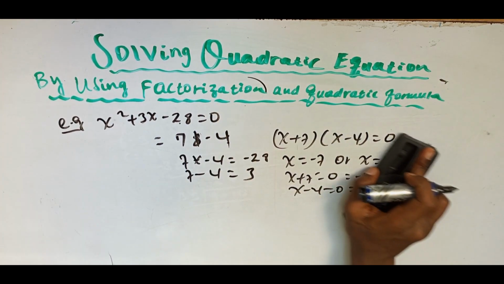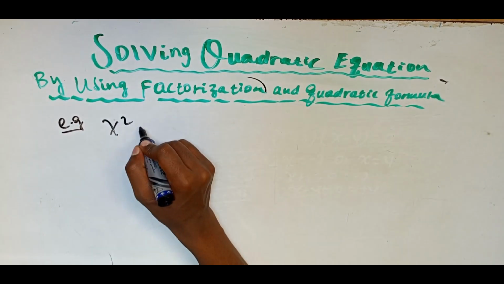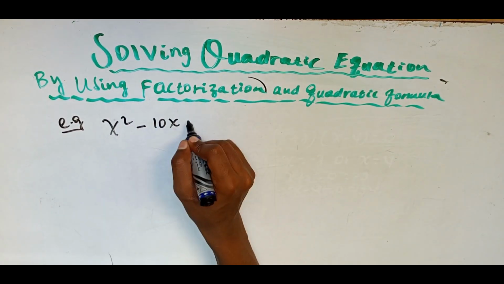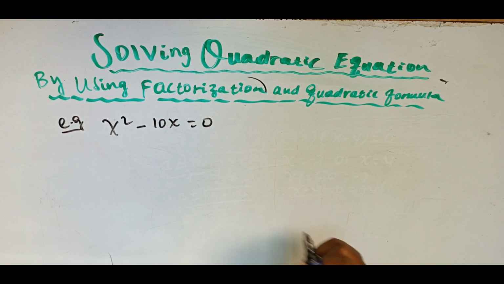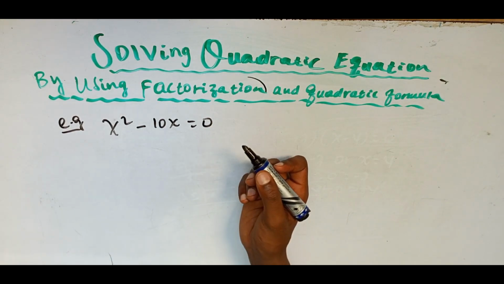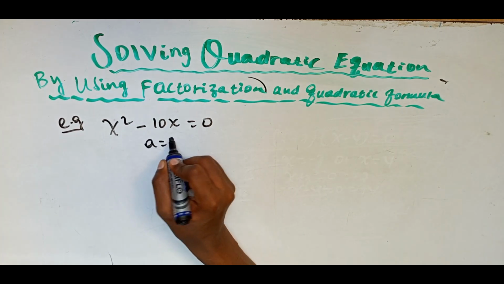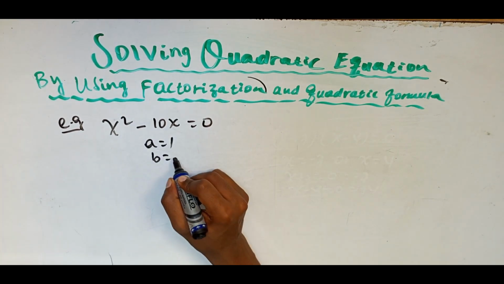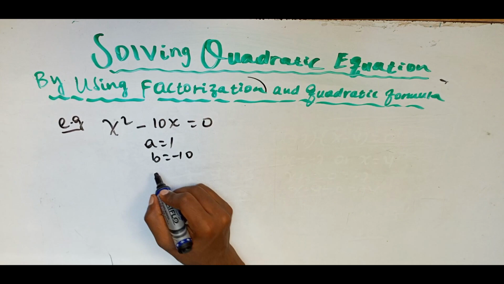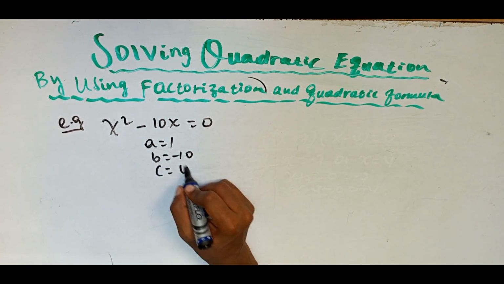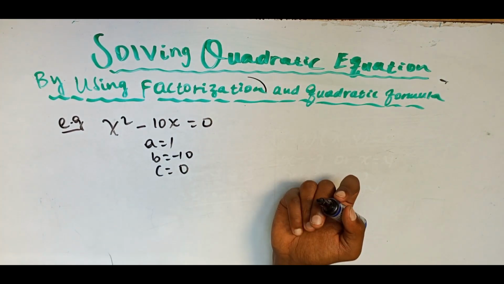Let me take another example. x squared minus 10x is equal to 0. So if we want to simplify this one, what are we going to use? First, let me take the quadratic formula. So a is equal to 1. What's the value of b? b is equal to minus 10. What's the value of c? c is equal to 0. We don't have any constant number.